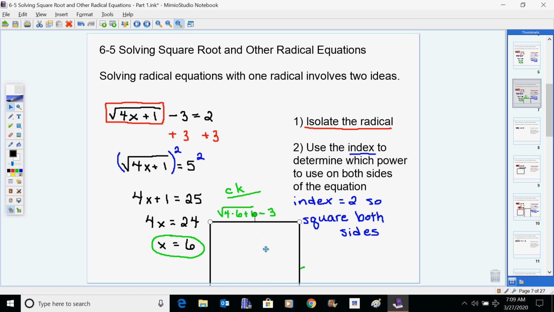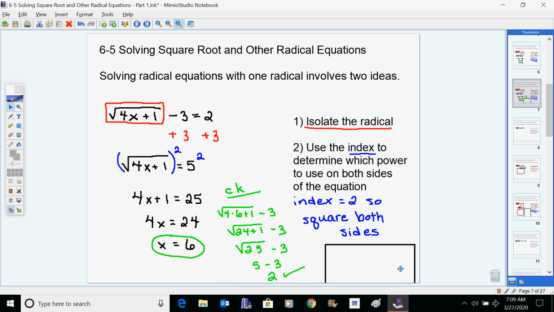For the check, I want to take this 6 and plug it back into the original half of the equation, just to make sure that my answer comes out to be 2. When I do that, 24 plus 1 is 25, and the square root of 25 minus 3 does equal 2, and it checks out. All right, let's take a look at another one.